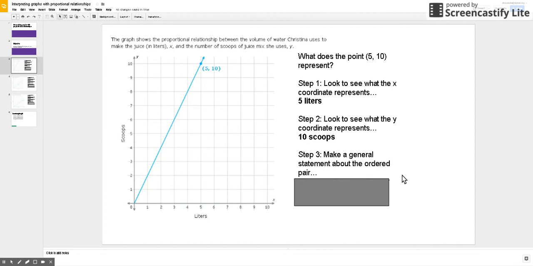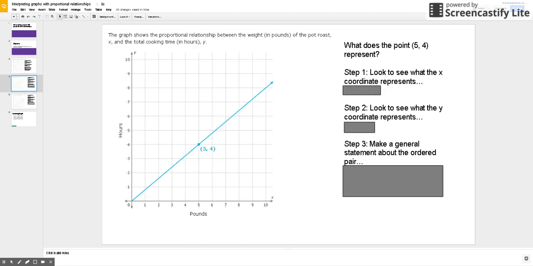Now we have to make a general statement about the ordered pair itself. So we have 5 liters and 10 scoops. Let's figure out a general statement we can make about this. We can say there are 5 liters of water needed when using 10 scoops of mix. You can say for every 5 liters of water, you need 10 scoops of mix. You can say anything along those lines.